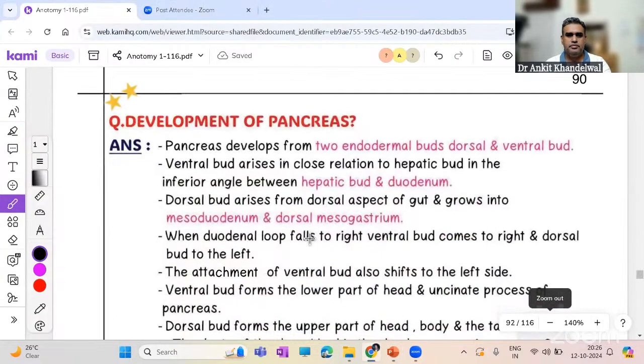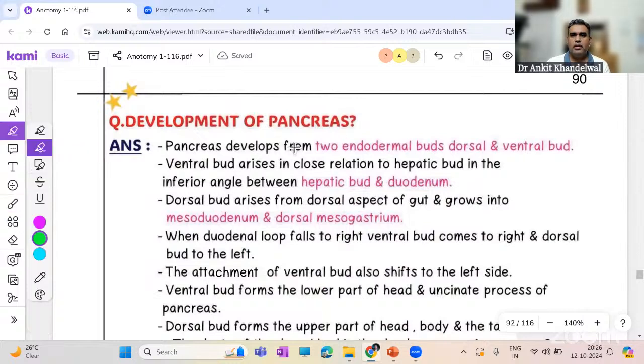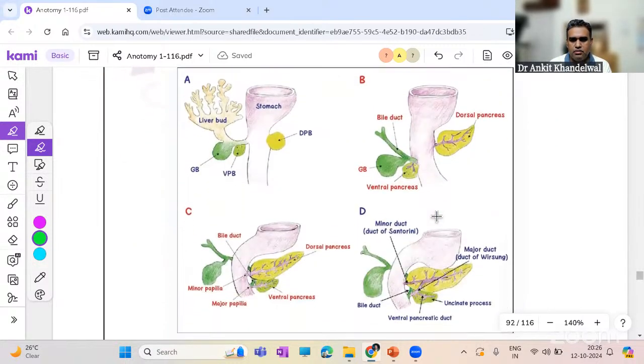So here we come to our notes part. The pancreas develops from two endodermal buds. One is in front, known as the ventral bud. One is behind, known as the dorsal bud. So you have two buds over here, and then they will form different structures. But come to the image.